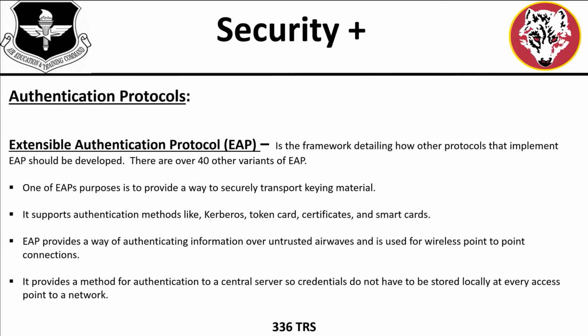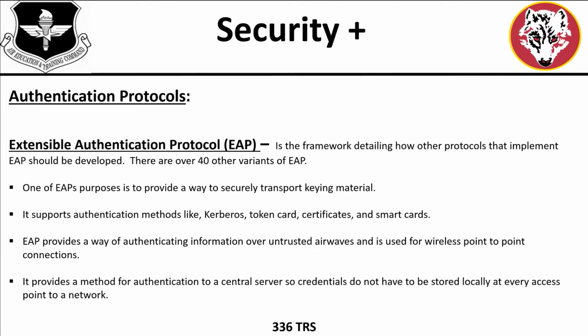So this would be like usernames and passwords, things like that. It supports authentication methods like Kerberos, token cards, certificates, smart cards. EAP also provides a way of authenticating information over untrusted airwaves and is used for wireless point-to-point connections. So when you connect to an access point, EAP is usually used, always in wireless transmission. However, you can use it over LAN, and that's an acronym called EAPoL, or EAP over LAN.